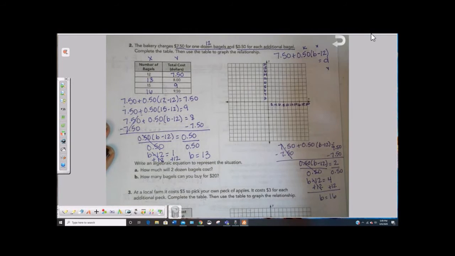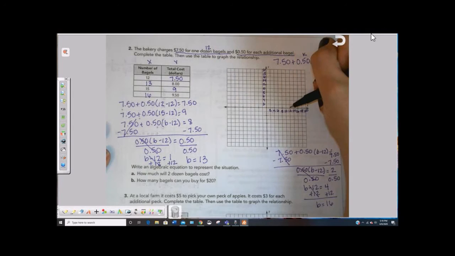All right, so my first point is 12 and 7.50. So I'm going to go over 12, up to 7.50. Oh, wait, it's down here. This is 7. 7.50 is about right there. Okay, then I have 13, 8.